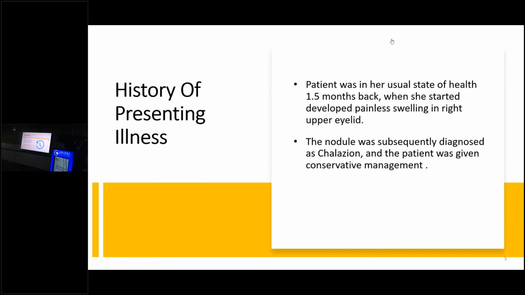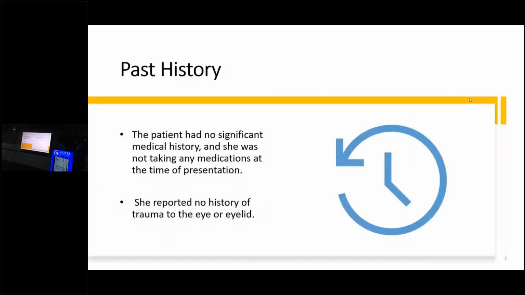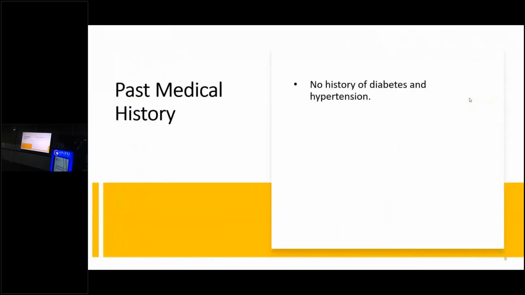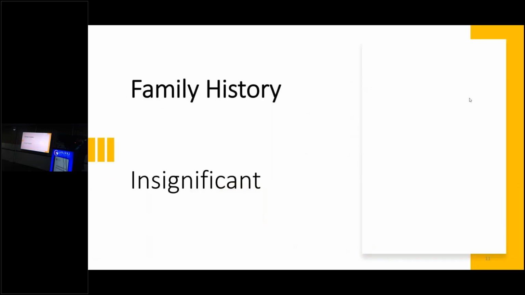The patient had no significant medical history and she was not taking any medications at the time of presentation. She also reported no history of trauma to the eye or eyelid. There was also no history of diabetes or hypertension. The surgical history was insignificant. Similarly, the past ocular history was insignificant, with no prior orbital infections, ocular surgery, or trauma. The family history was also insignificant, with the patient belonging to a middle class family.